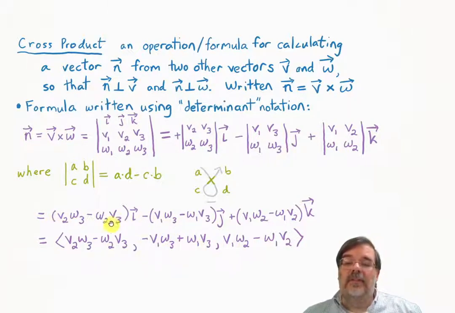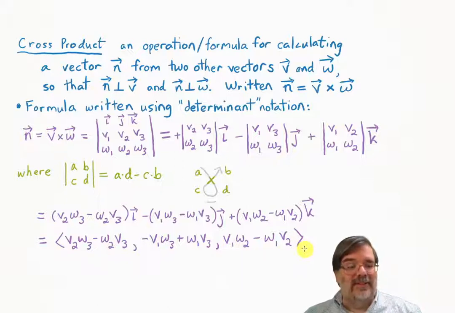Now, I wrote this as something times i minus something times j plus something times k. But remember, i is the vector 1, 0, 0. j is the vector 0, 1, 0. k is the vector 0, 0, 1. So you can actually multiply this through, and you'll be left with this vector. And that is the cross product.